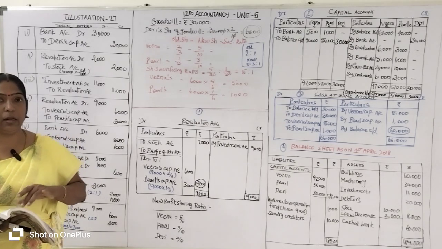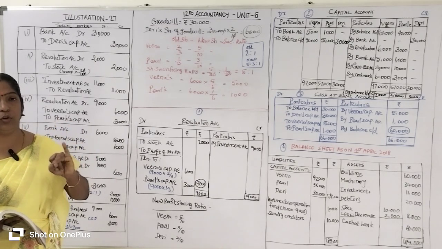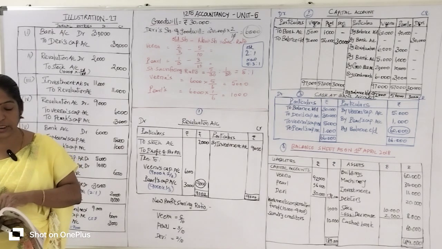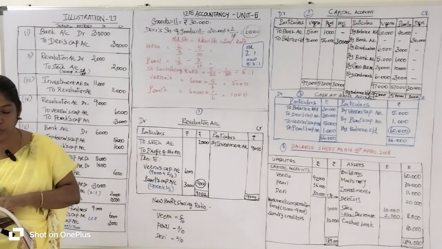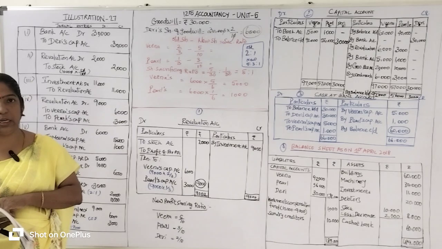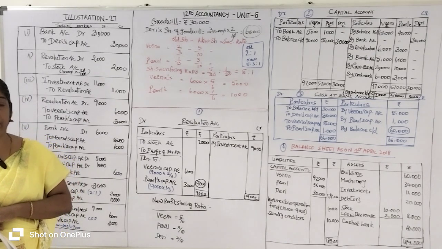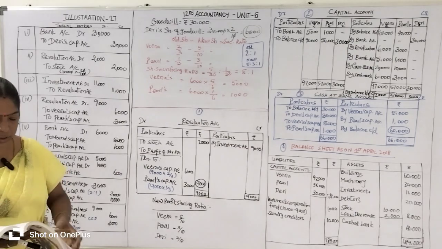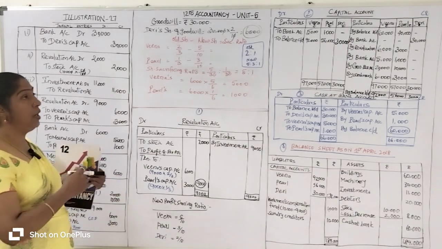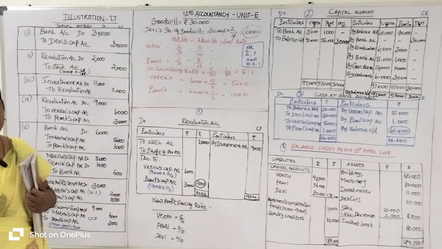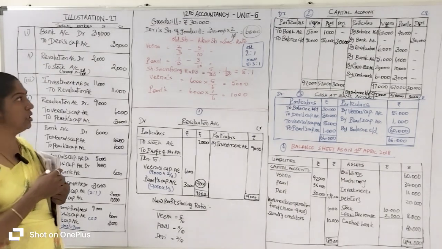They have given old share and new share. The old share ratio is 2:1. The new profit sharing ratio is 5:3:2. So we can easily calculate the sacrificing ratio. How can you find it? We have to subtract new share from old share, and you will get the sacrificing ratio.